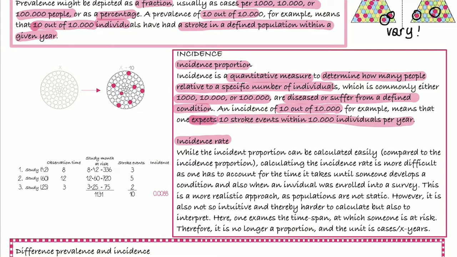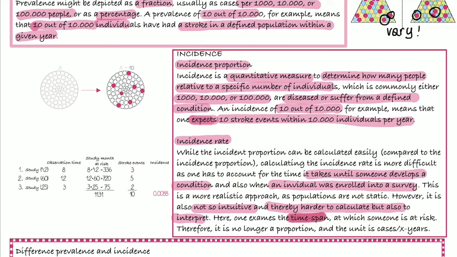Now, incidence rate also takes into account that it takes some time to develop a condition, and if we're talking about a study, that people are enrolled at different times. For some, there may not be any follow-up data and things like that. The problem is that it's no longer so intuitive and also harder to calculate and to interpret. So here we're talking about a time span.